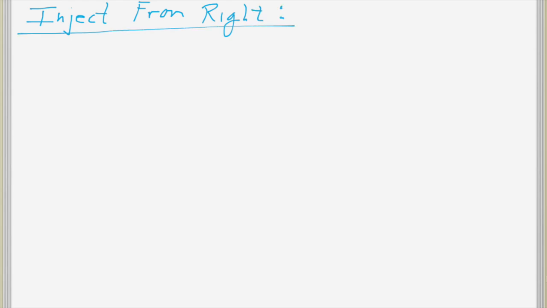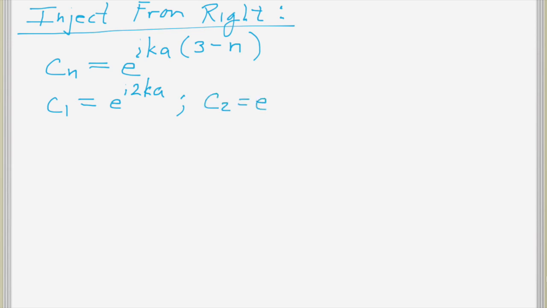And while we're at it, we should check just to make sure everything's good. If we inject from the right, the plane wave amplitudes for the left moving wave are C sub n equal to e to the i Ka (3 minus n), choosing my phase like that. And so I've got C1 is e to the i 2Ka, C2 is e to the ika.